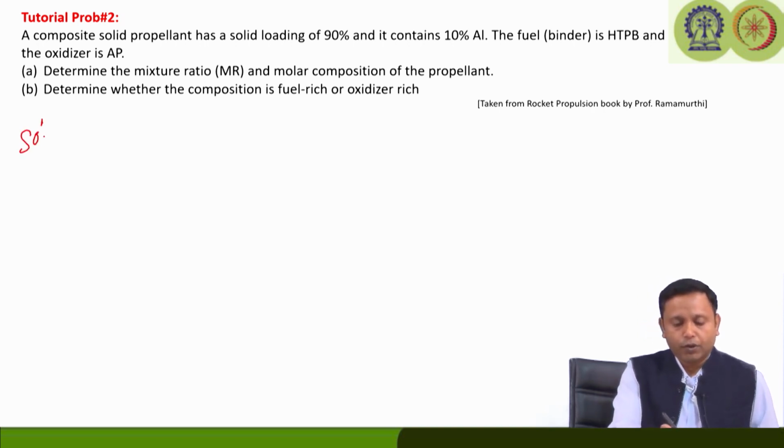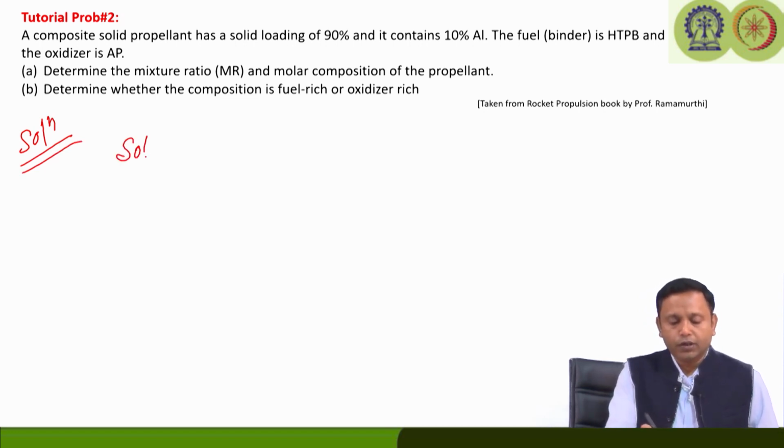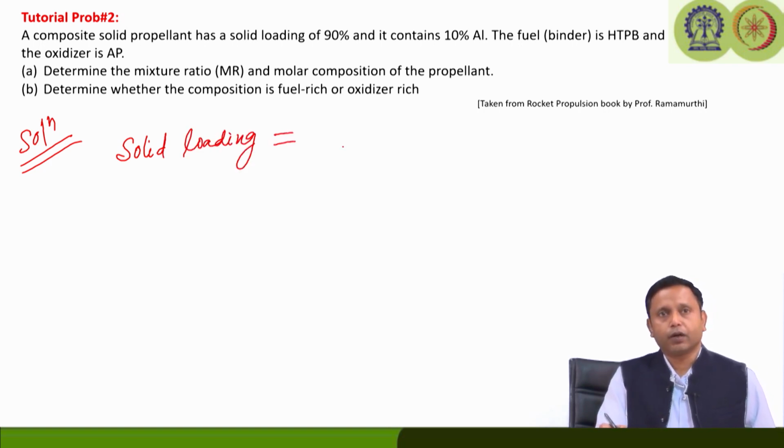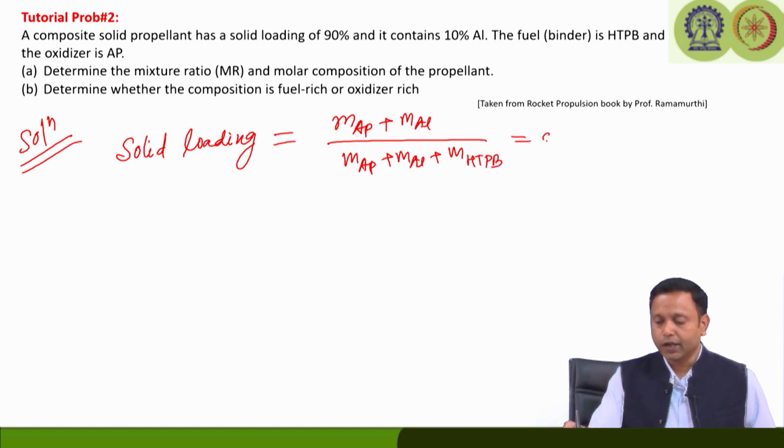As per the problem statement, solid loading is given as 90%. So, we can immediately write that solid loading, as per our understanding, is the mass of ammonium perchlorate plus mass of aluminum divided by the total mass of the propellant, which is mass of AP plus mass of aluminum plus mass of HTPB, and that is given as 90%, which is 0.90.